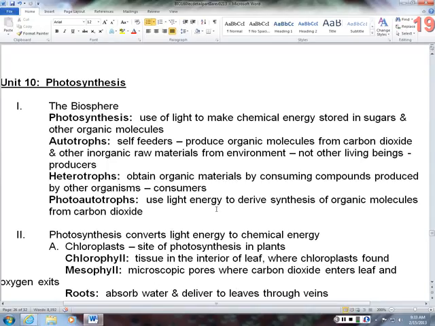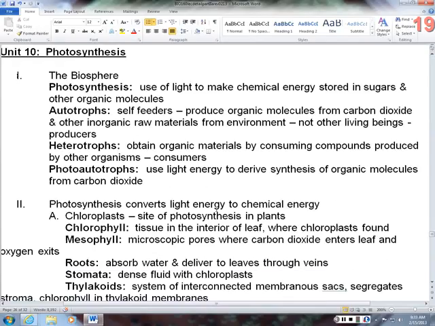So heterotrophs, hetero means different, variety of things. These are going to obtain their organic materials by consuming compounds produced by other organisms. So in the scheme of things, they're considered the consumers, where plants are the producers in there. We are heterotrophs in there that are going to be consumers. So the photoautotrophs, these are going to use light energy to drive the synthesis of organic molecules from carbon dioxide. Those are your plants in there. That's where they get the energy from.